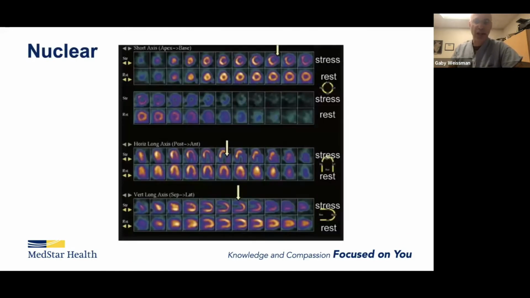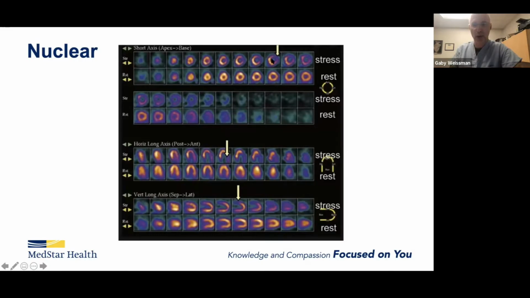So let's look at this in real life for a moment. So this is what a nuclear stress test looks like. The top line, as you can see, stress. The bottom line is rest. These are short axis slices to the left ventricle. And then we repeat that in long axis views here.